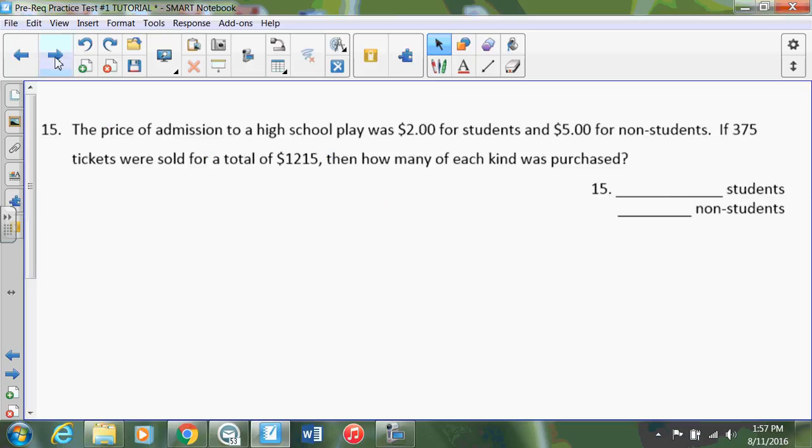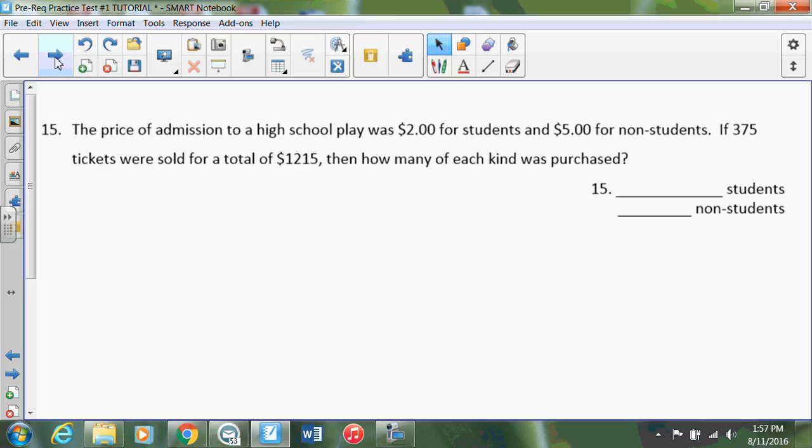Okay, here we go. The price of admission to a high school play was $2 for students and $5 for non-students. If it's $55, there are not going to be non-students there. If 375 tickets were sold for a total of $1,215, then how many of each kind was purchased?